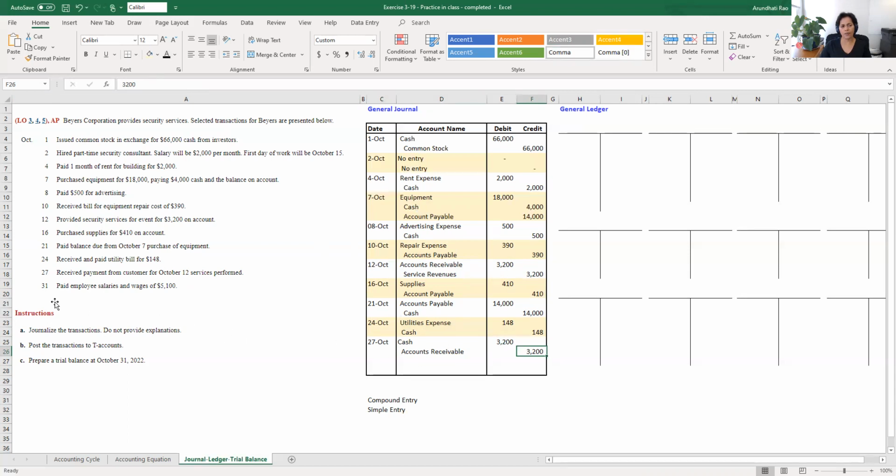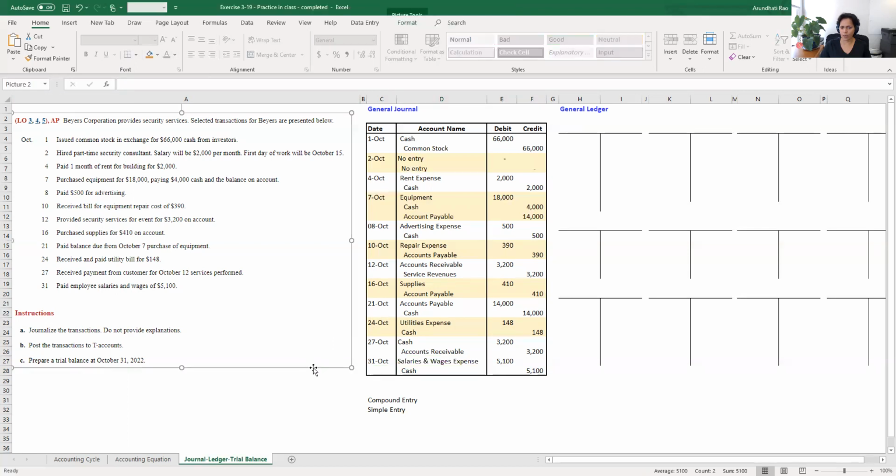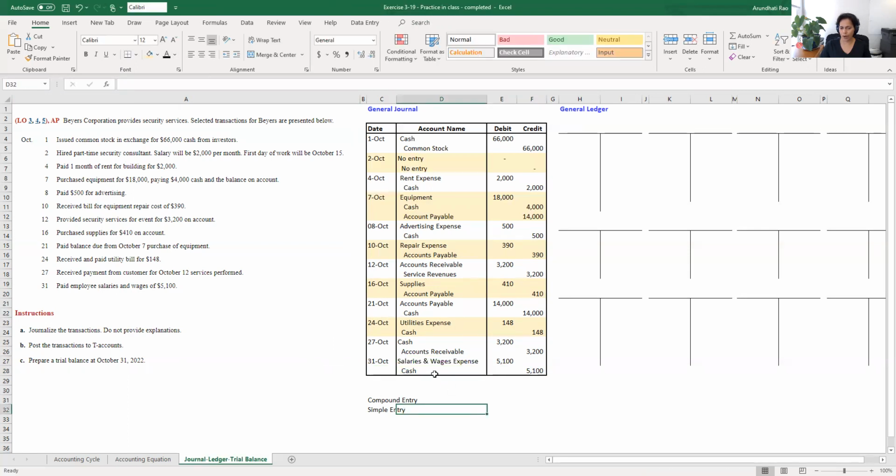And finally, on the 31st, I paid employees salaries and wages of $5,100. So on this date, October 31st, I'm paying the salaries. So cash is credited. That part is an easy part of the transaction. What should I debit? What did I get in exchange? The employees' services. We call that salaries and wages expense. So salaries and wages expense debit and a cash credit for $5,100.